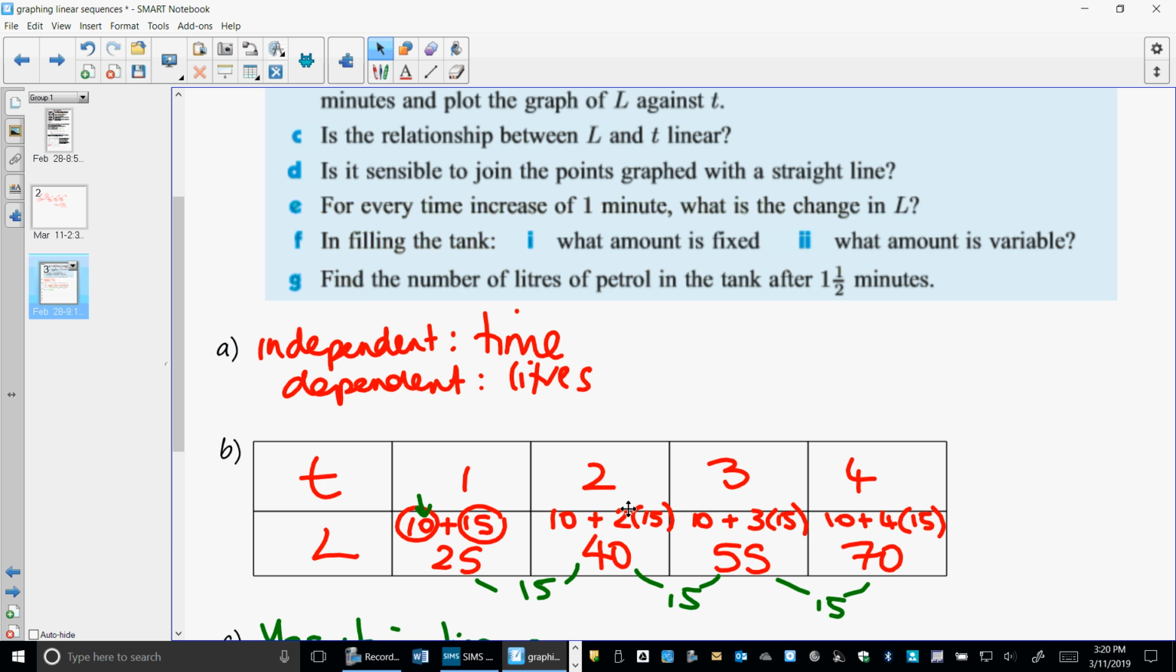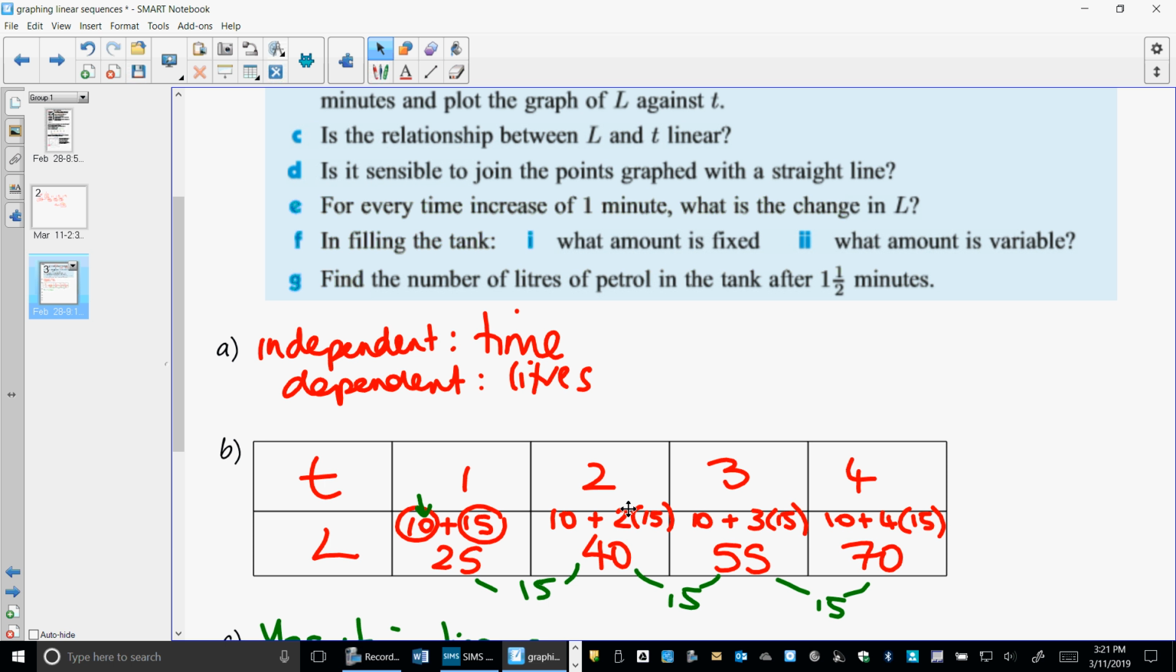And they've then said, find the number of litres of petrol in the tank after 1.5 minutes. So we can use our graph to do this. To find 1.5 minutes, you find between 1 and 2. Oh wait, Miss Harrison. What's the amount variable? The amount variable is the petrol being added to the tank. Would it be 5 plus 5? Well, it's going to be 15 times the number of minutes, but what they mean is just which part of it is variable. So you'd say the amount of petrol being added to the tank.